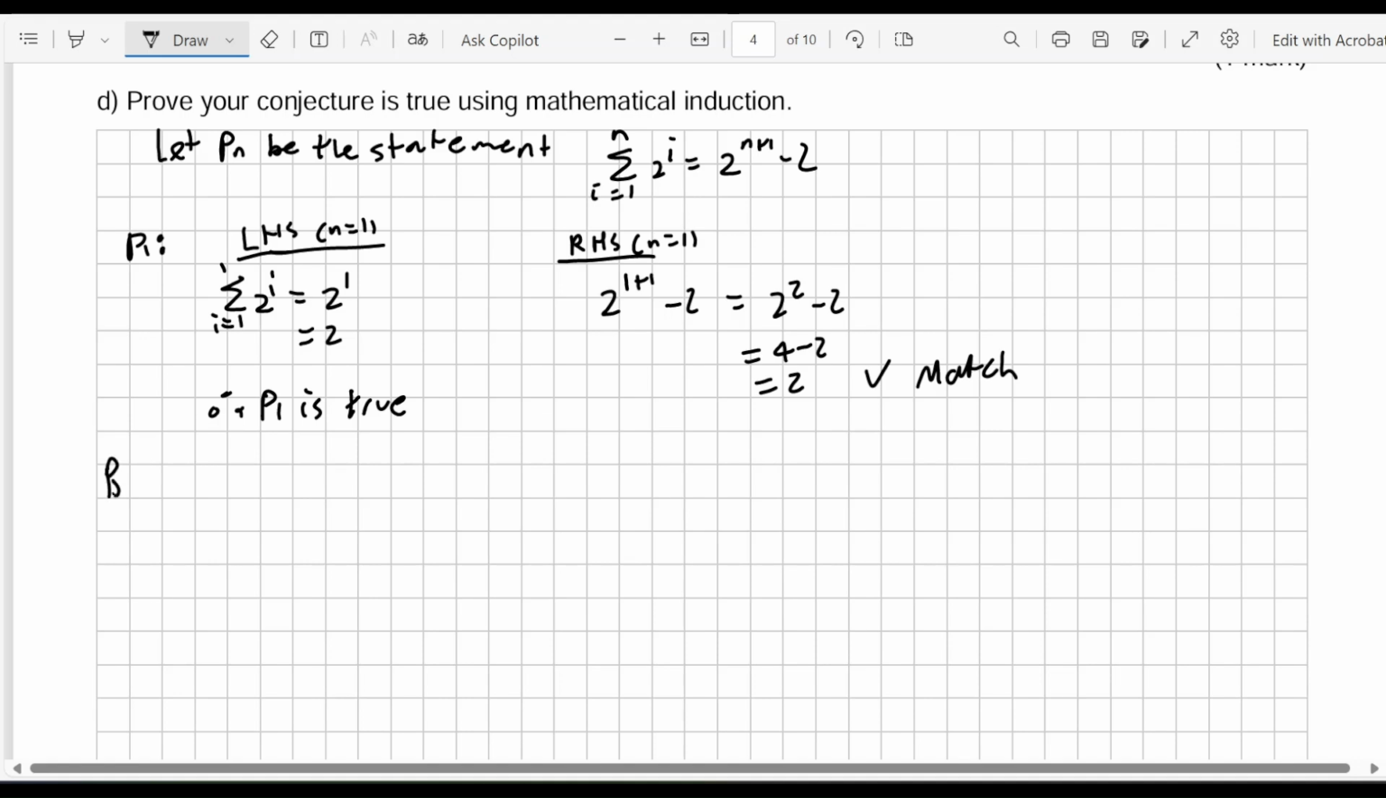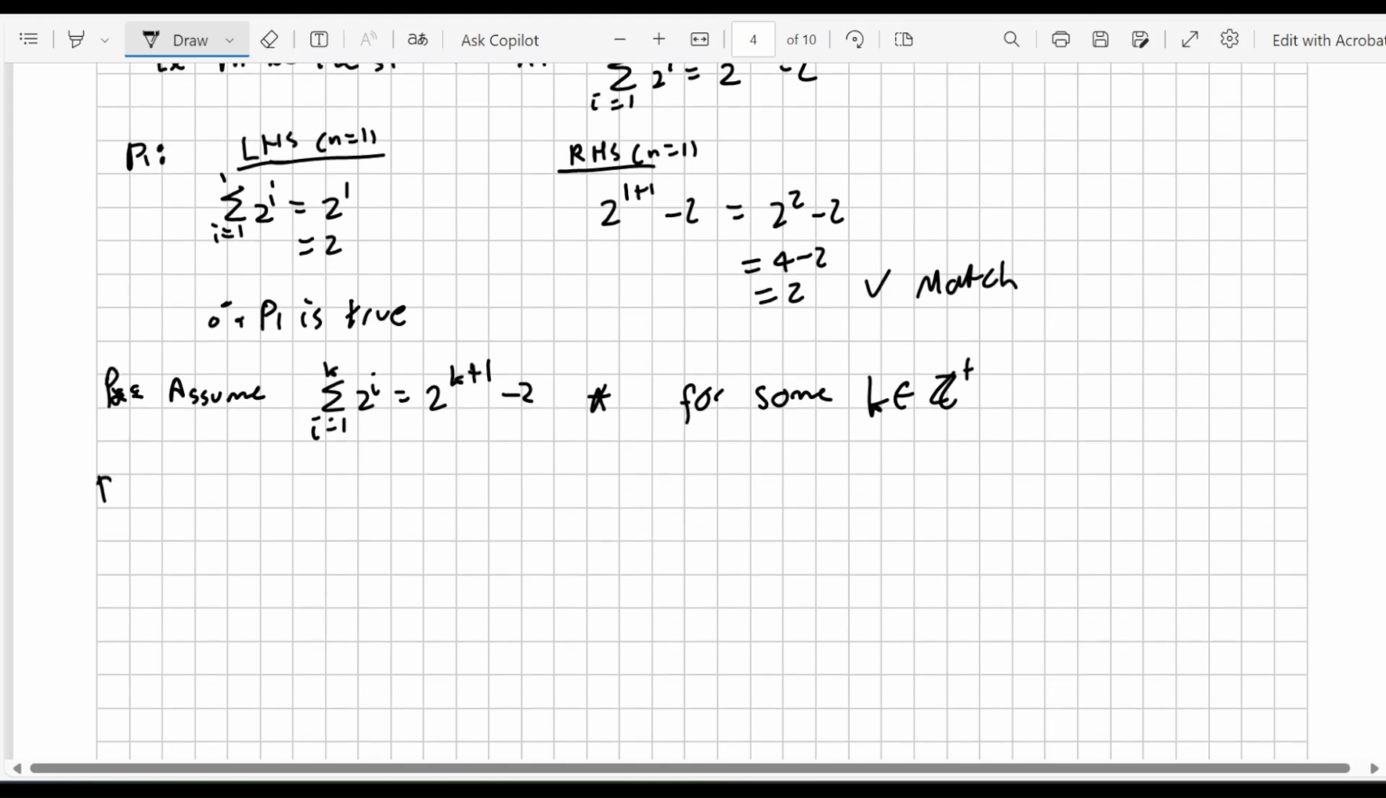P(k). So we're going to say assume that P(k) is true. So the sum from i equals 1 up to k of 2 to the i is 2 to the k plus 1, take 2. We'll call that star, and then we'll say for some k in Z plus, P(k plus 1).